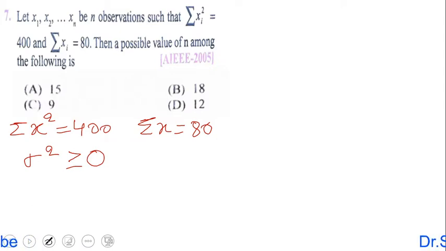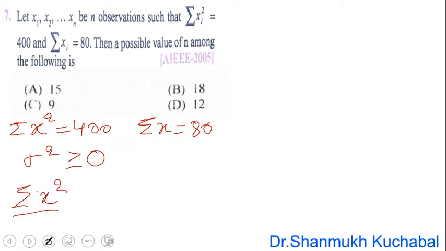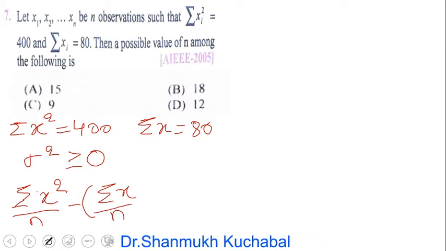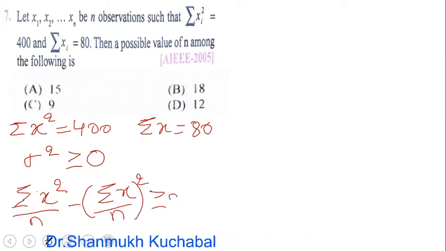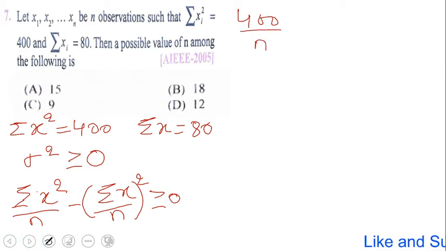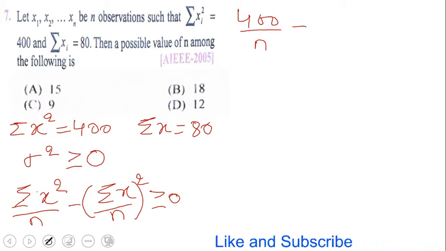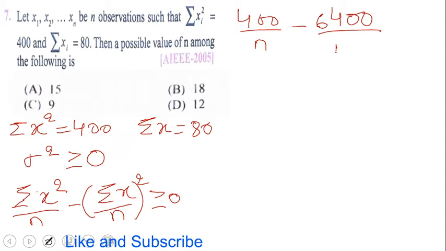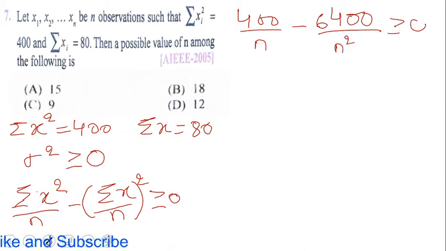Further we will observe that variance is greater than or equal to 0. So the variance formula is summation of x square divided by n minus summation of x divided by n whole square is greater than or equal to 0. Then summation of x square we substitute, it is 400 divided by n, number of observations we don't know, so as it is we write it, minus summation x, which is given as 80, square is 6400, divided by n square, which is greater than or equal to 0.